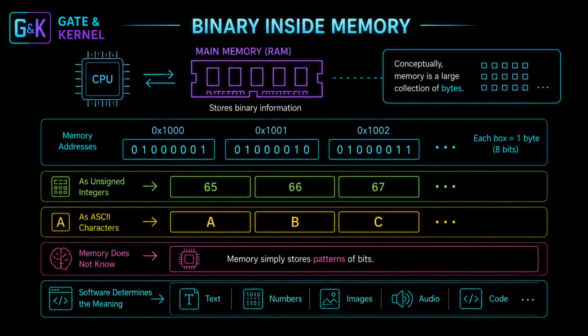If we interpret them using ASCII, they represent A, B, and C. The physical memory does not know that those bytes form text. It simply stores bit patterns. Software gives those patterns meaning.